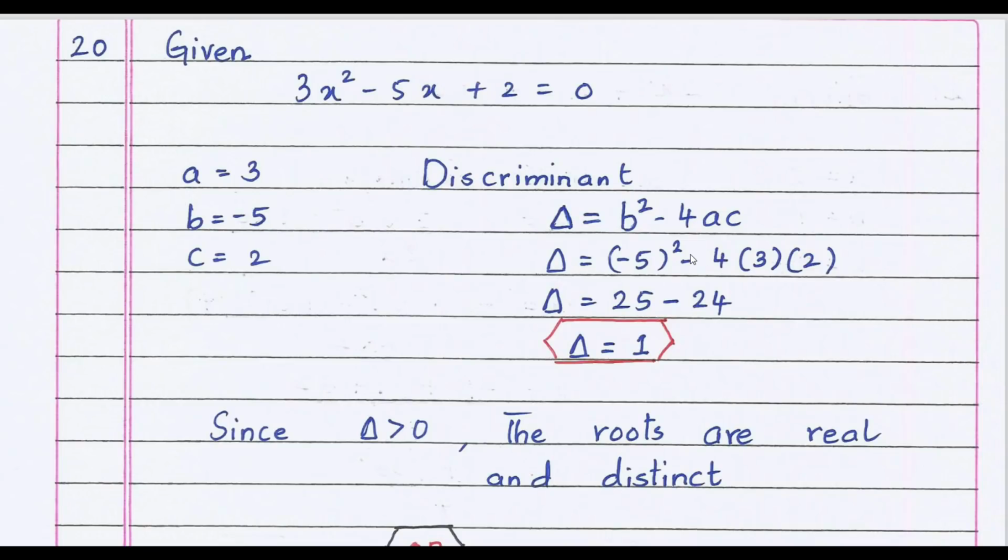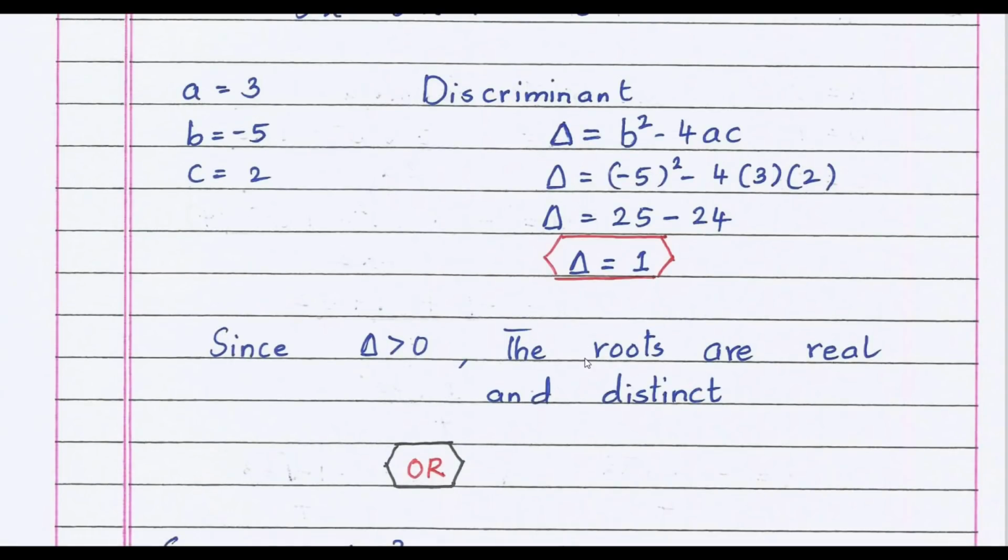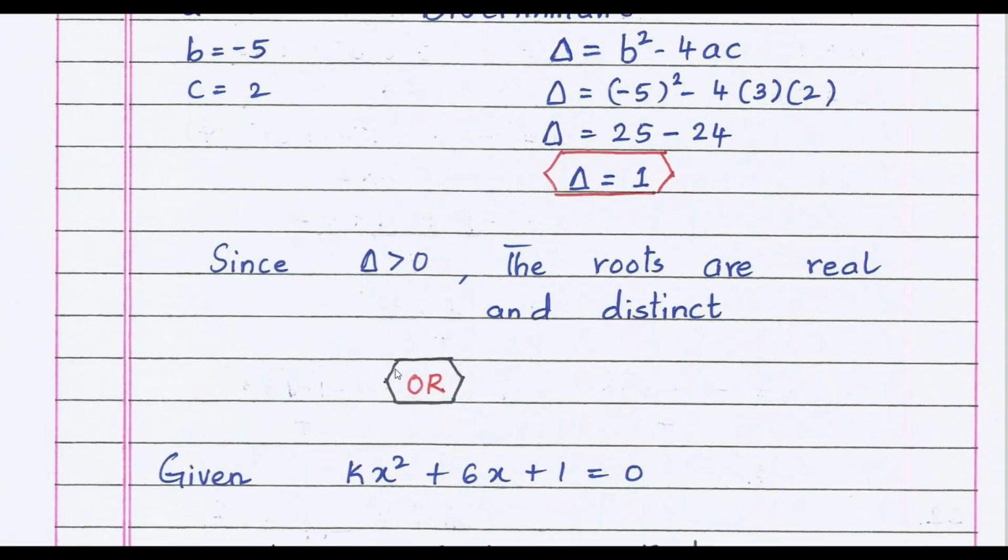Moving to question number 20. Given the quadratic equation, finding the discriminant delta equals b square minus 4ac. The a value is 3, b value is minus 5, c is 2. Substituting it we get the discriminant delta equals 1. Since delta is greater than 0, we can say that the roots are real and distinct.